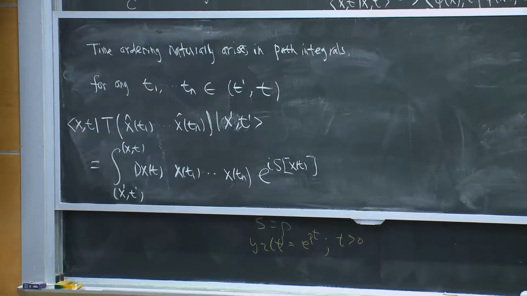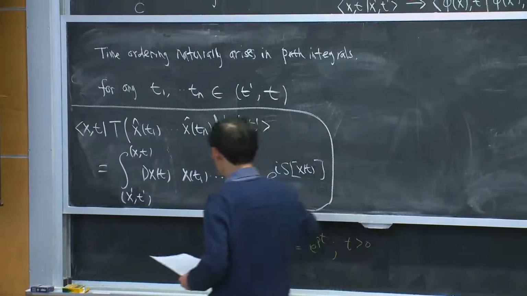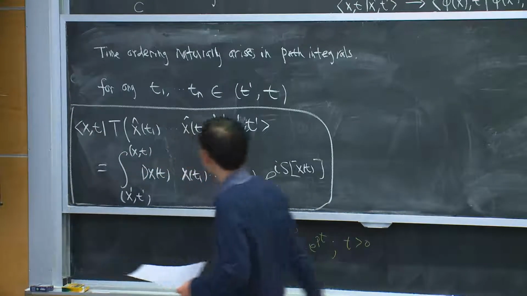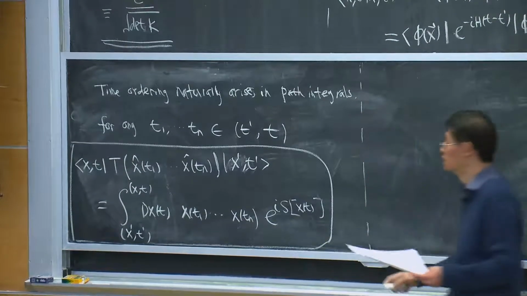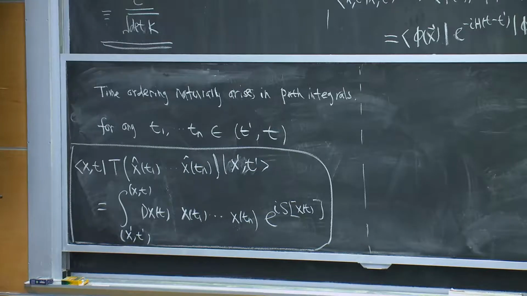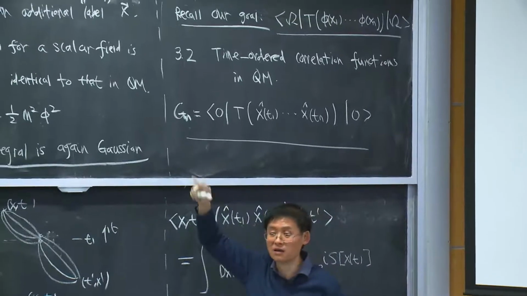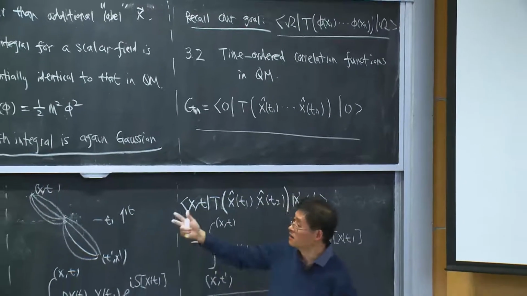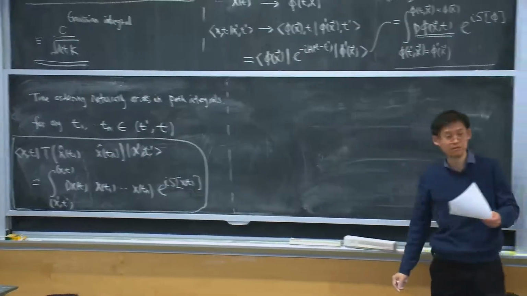Any question on this? So this is a key formula. Okay, so now we have got the time ordering. Now we want to compute, but here it is the vacuum correlation function. So we have to actually go to the vacuum, whereas here it is between the position eigenstates. So now we have to see how to do this for the vacuum.